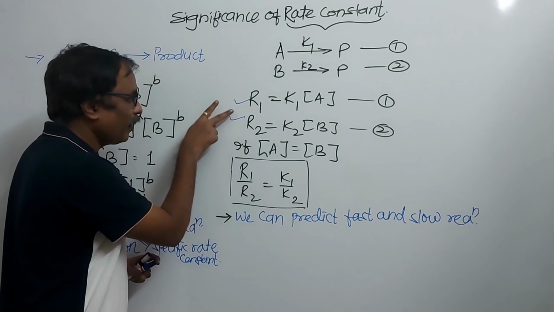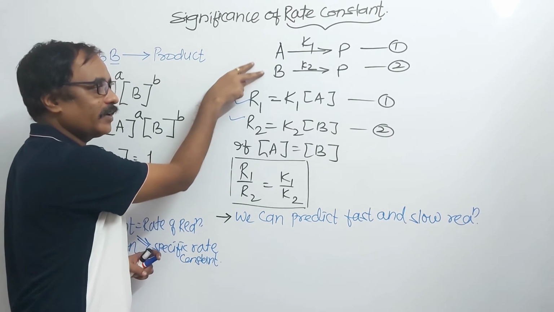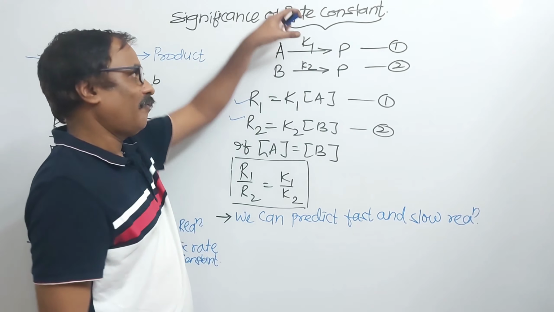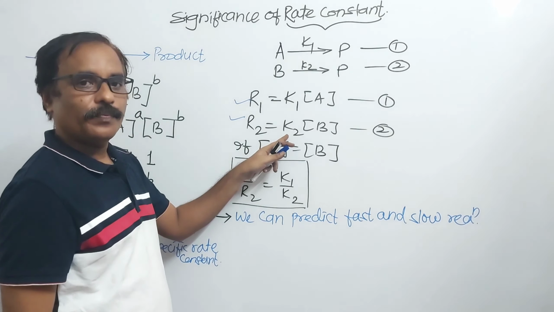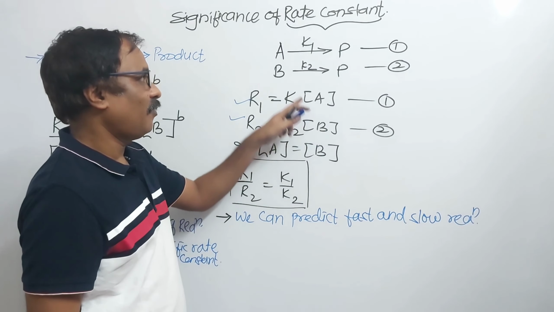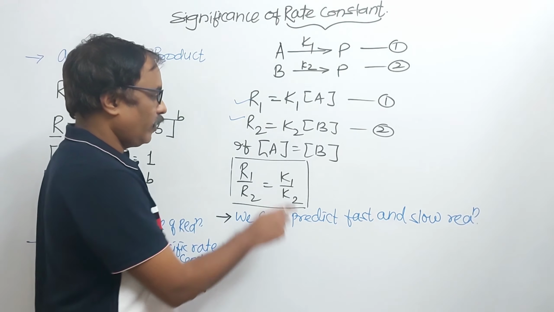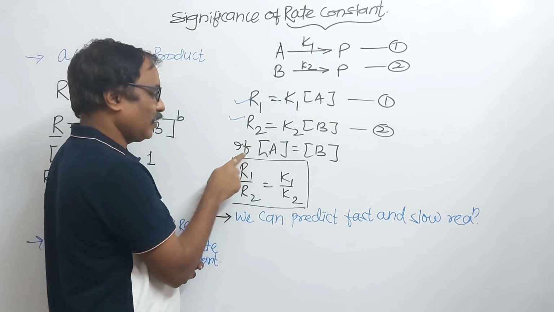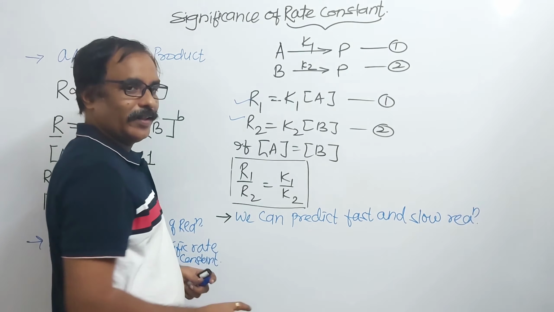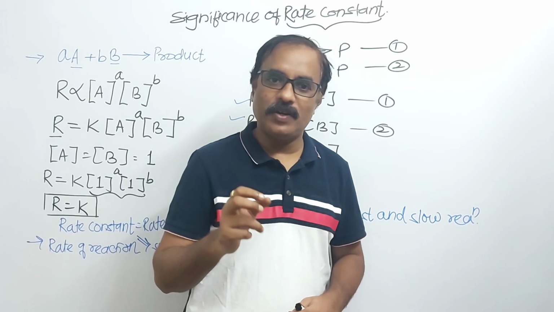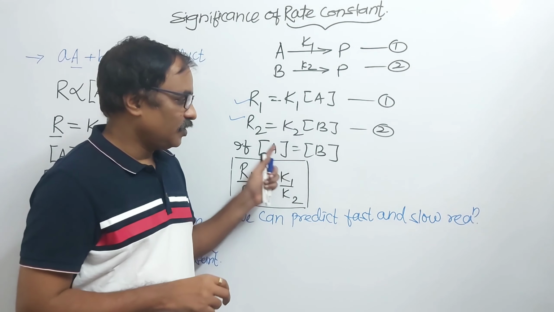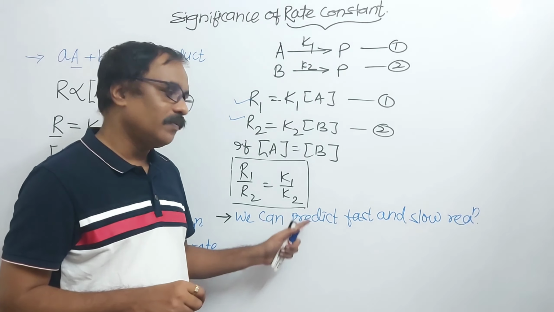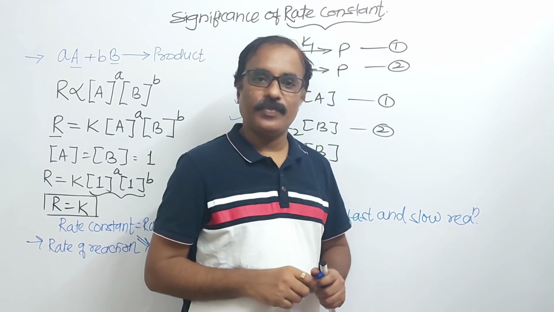Second significance, by comparing these two, where we have taken different reactions. R1 is equal to K1 into concentration of A. This is the rate law for the first reaction. R2 is equal to K2 concentration of B. This is the rate law for the second reaction. Here we have taken the concentration of A equal to the concentration of B. Then from these two equations we can write R1 upon R2 equal to K1 upon K2, which is a comparison between rate constants and a comparison between rates of reaction. By using this comparison we can predict which one is fast and which one is slow. This is an important significance of the rate constant.